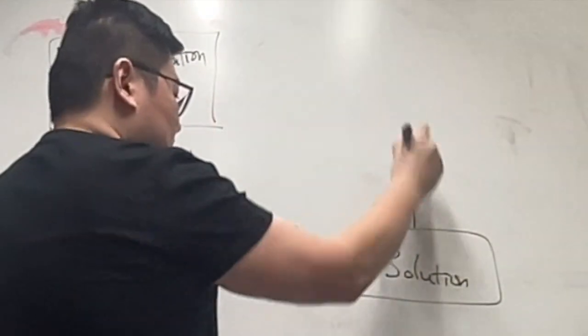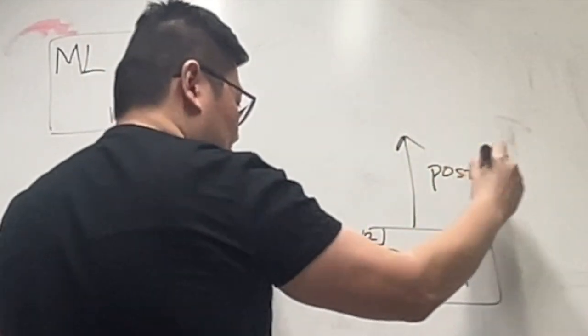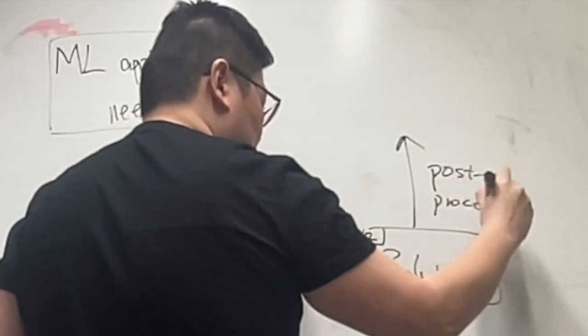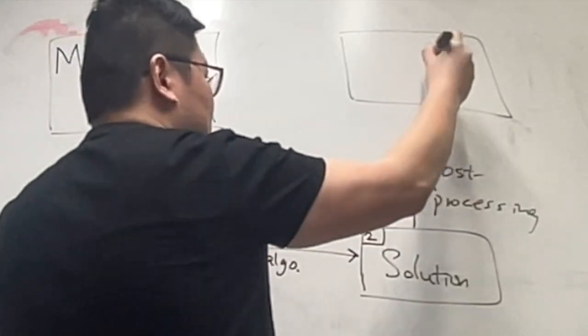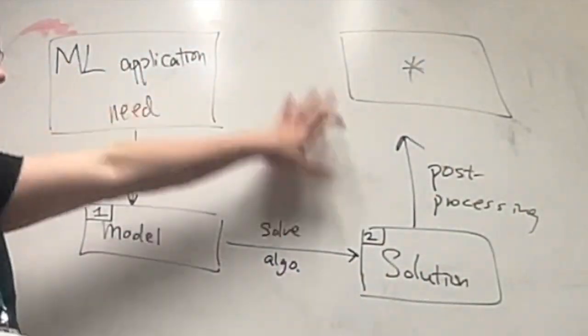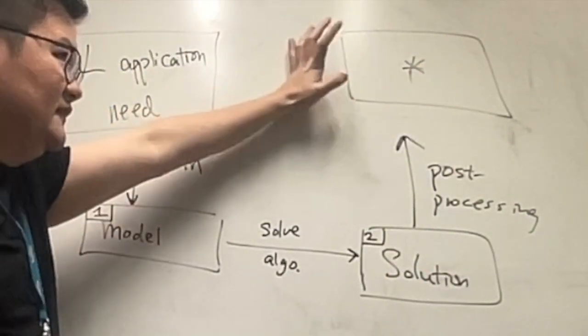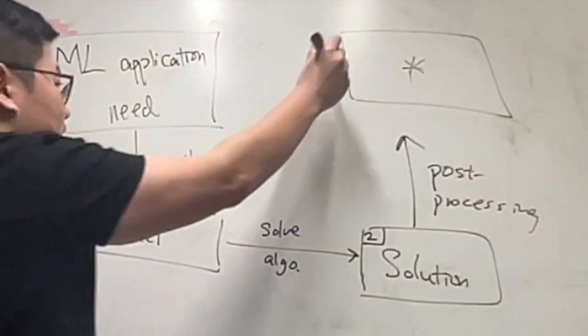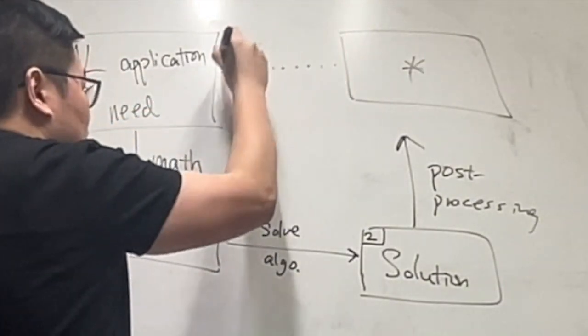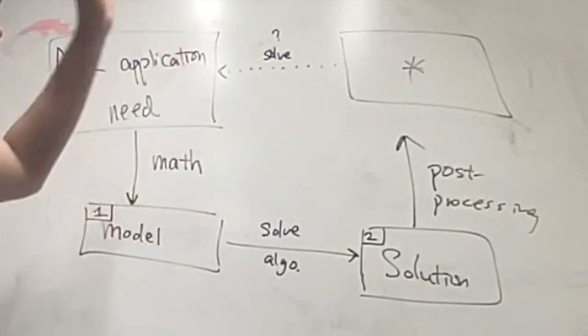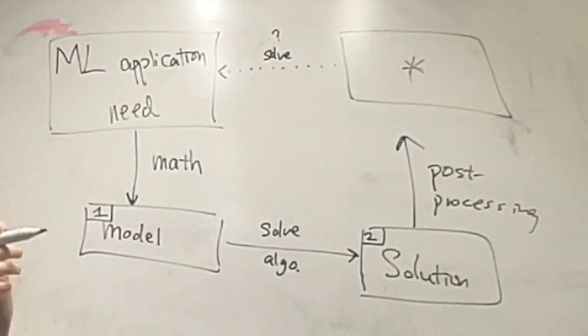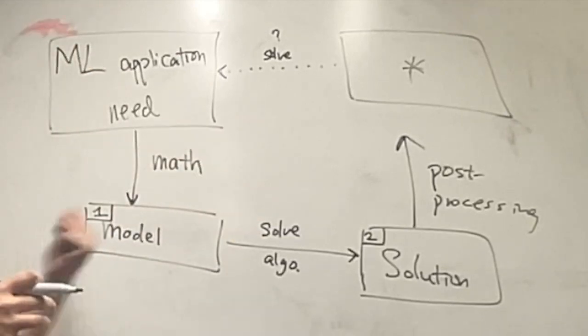So after that, we will do something. This is called post-processing. Then we will get something. Let me put a star here. We do some post-processing, then this will give us something, which supposedly solves the original problem, so I write "solve this one" and put a question mark. This is the idea. So the key idea in the whole thing is steps 1 and 2.